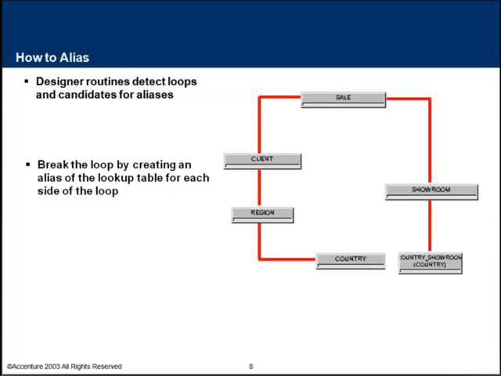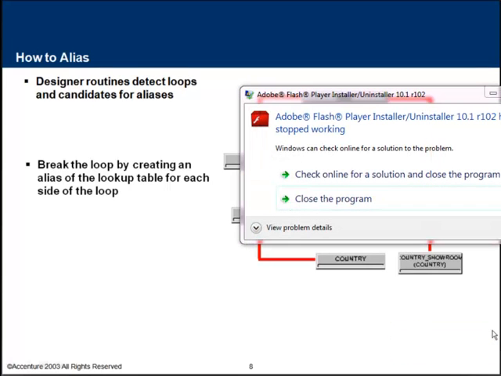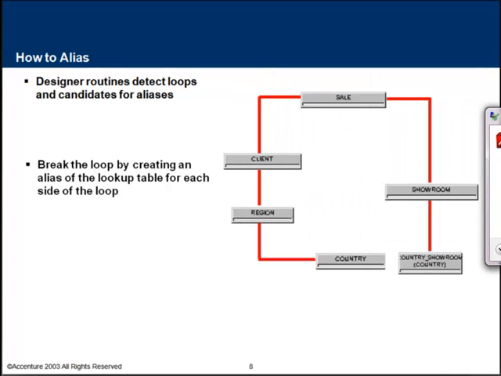Now you have 6 tables and 5 joins, so your number of joins is less than the number of tables. You can execute query 1 with country to region to client to sales, and query 2 you can execute with the country alias, showroom and sales. Yes, this is the way you can resolve the loop.